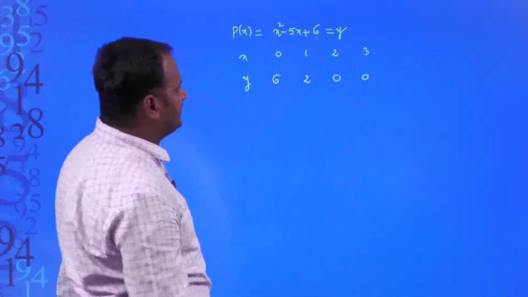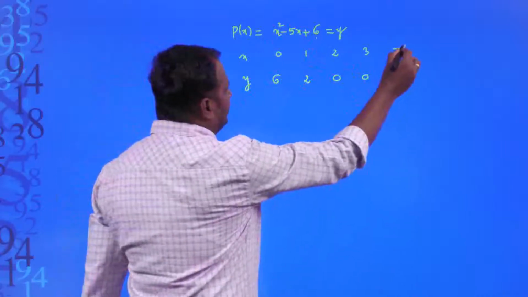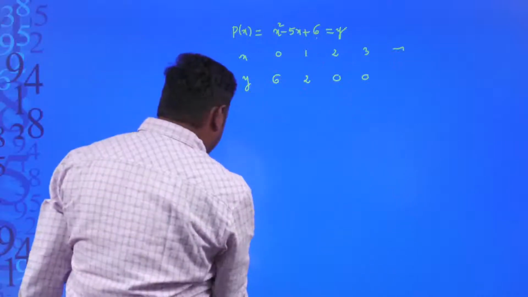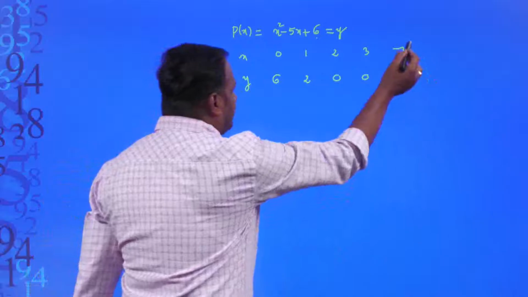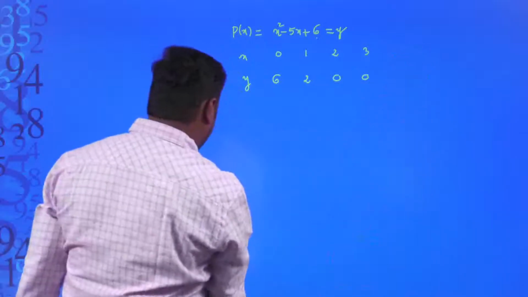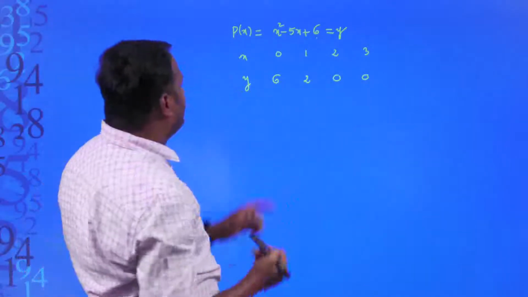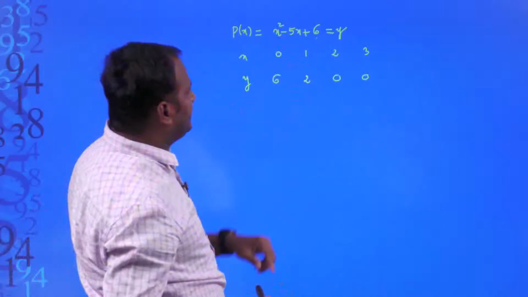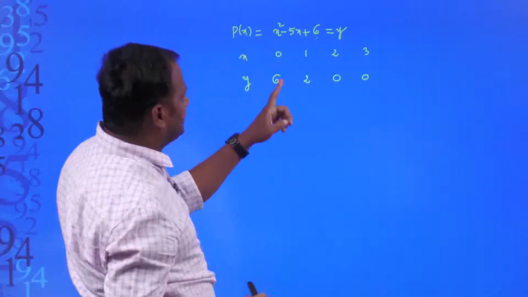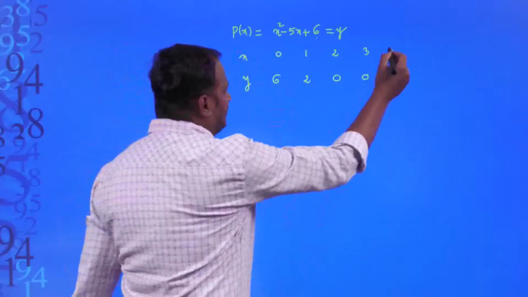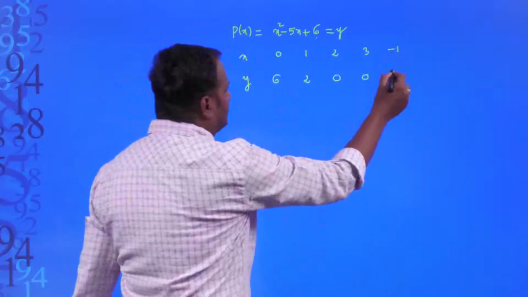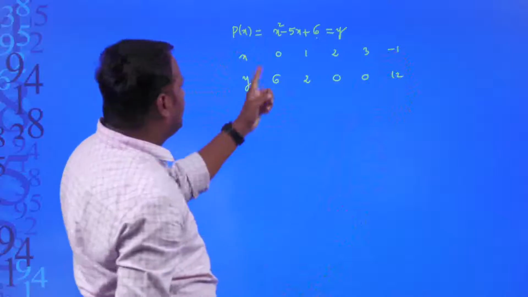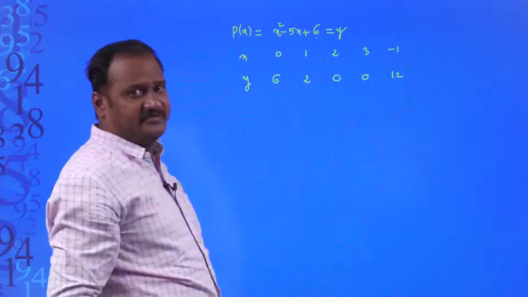I will take one negative number. For example, this is negative 1. If I take negative 1, then negative 1 whole square is equal to positive 1, minus 5 into negative 1 is equal to plus 5. So 1 plus 5 is equal to 6 plus 6 equal to 12. So when I take negative 1, it would be 12. Okay. So 1, 2, 3, 4, 5. I have taken 5 points.